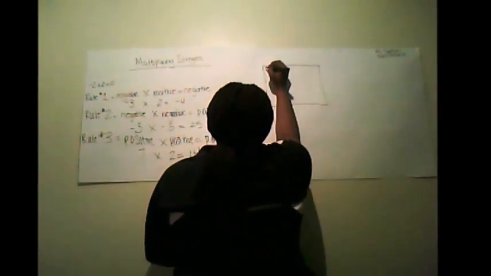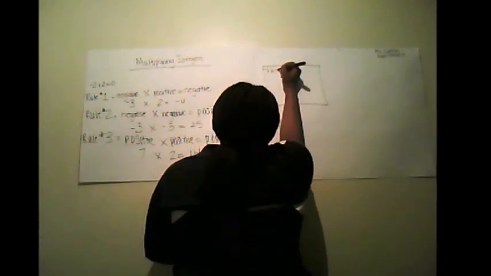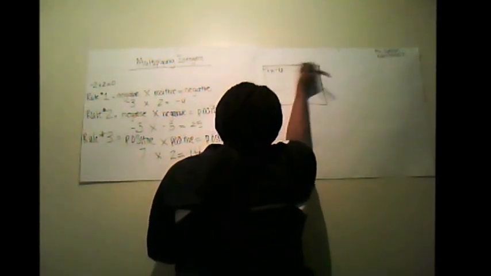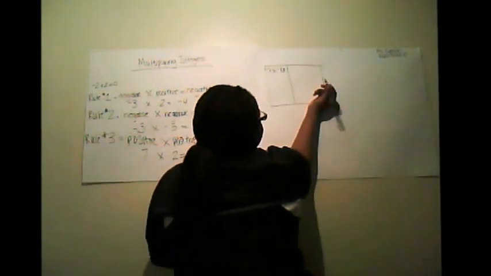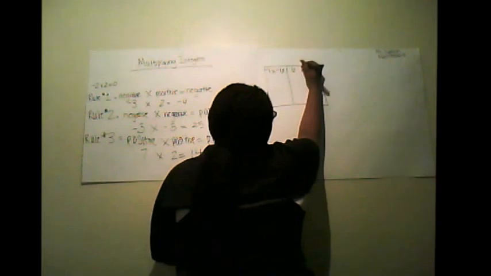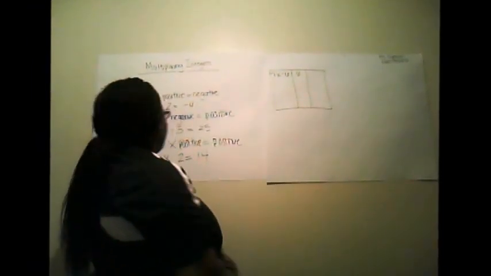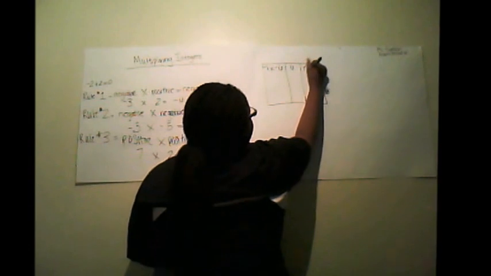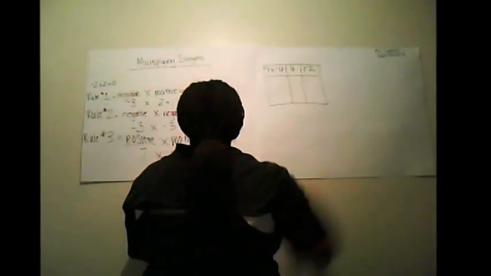Problem number 1 would be -1 times -6. What would the answer be? 6. And what rule is this problem applying? Rule number 2. And what does rule number 2 say? A negative times a negative is a positive. Very good.